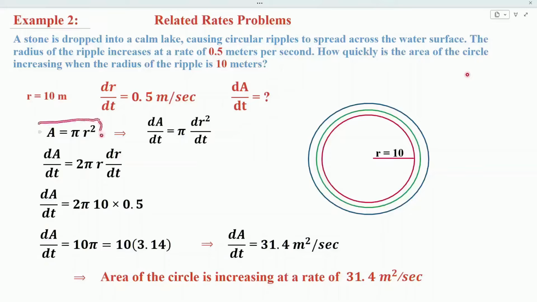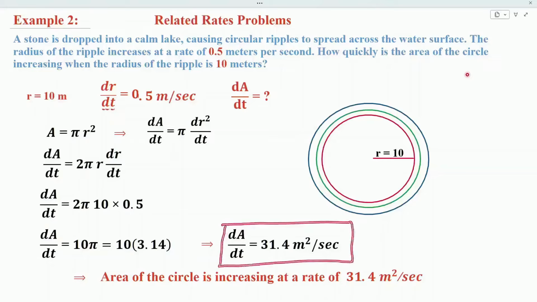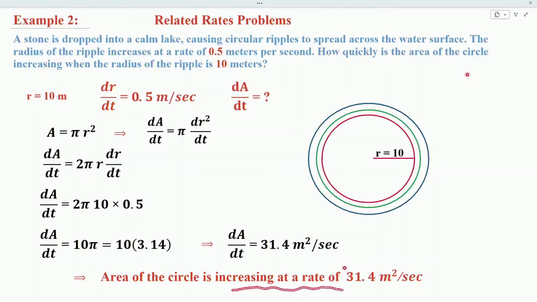Area of a circle is equal to pi r square. Differentiating both sides with respect to t, differentiation of r square is 2r into dr over dt. Substitute the value of r, which is 10, and the value of dr over dt, which is 0.5. After simplification, we get 10 pi. Substituting the value of pi, which is 3.14, after simplification, we get the required answer. Hence, the area of the circle is increasing at a rate of 31.4 meters square per second.